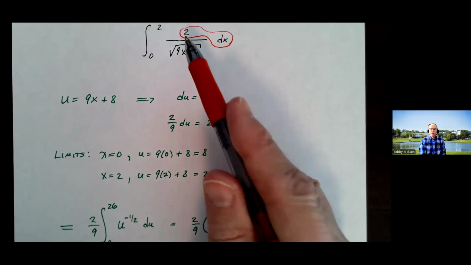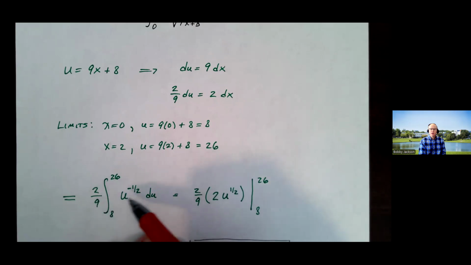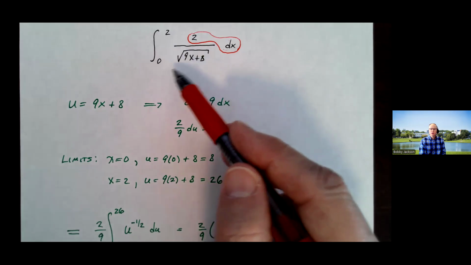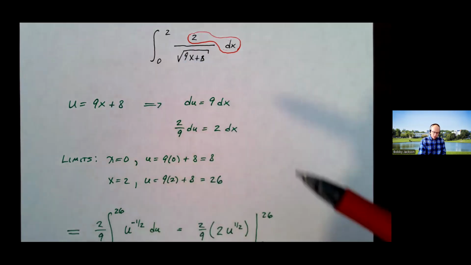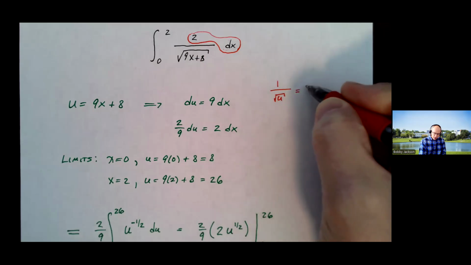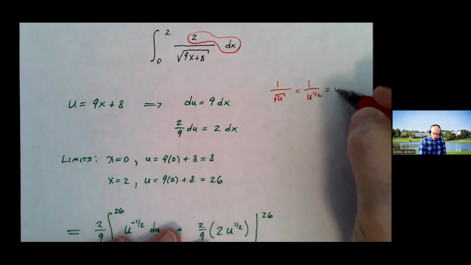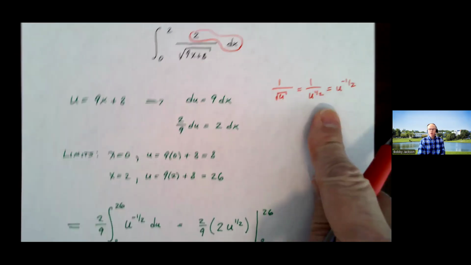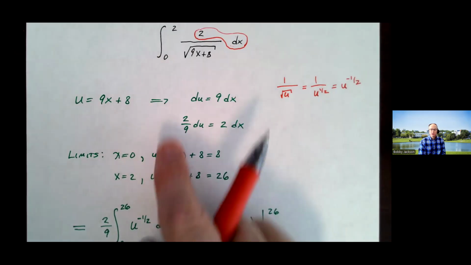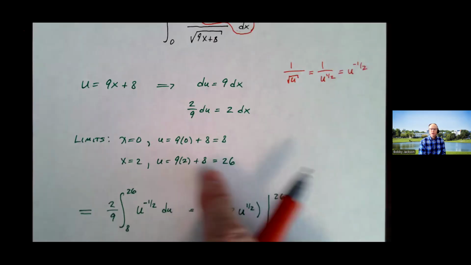So I've got the 2 dx, which is the 2/9 du. So I pulled that 2/9 out, du, and I'm left with 1 over the square root of 9x plus 8. Well, that's 1 over the square root of u, and 1 over the square root of u is 1 over u to the 1/2, which equals u to the negative 1/2. And that's how I'm going to write it, u to the negative 1/2. And of course, I change my limits. The lower limit of 0 is now 8, and the upper limit of 2 is now 26.